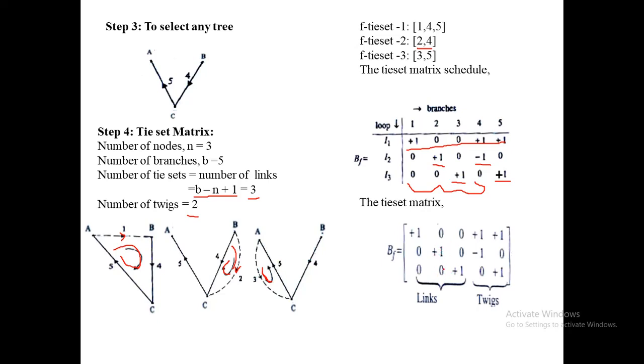How can we check? Here these 3 are the links, and these 2 are the twigs. The branch values are the same. Here in the diagram we chose the tree branches 4 and 5. We know that twigs are the branches of the tree. Here the values are branch values: 1, 2, 3, 4, 5. The twig branches are 4 and 5, and then the links, the remaining branches of the tree, are 1, 2, 3.